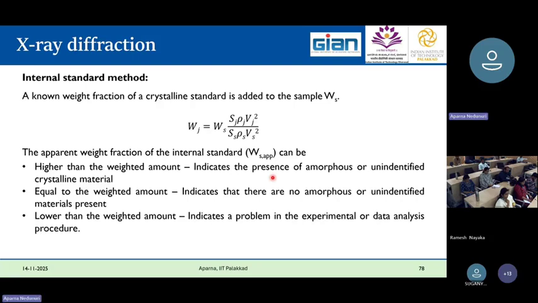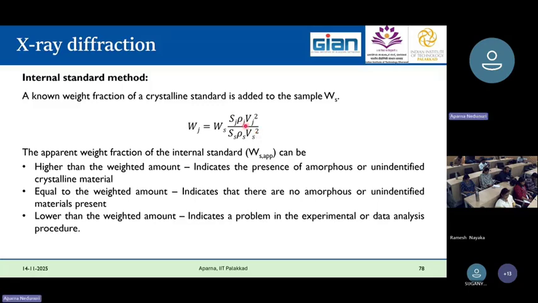Now we'll get the peaks. The peaks will have both the peaks that are coming from different phases that are present in OPC, as well as the peaks that are coming from the internal standard that you have added. So now you'll have Sj, rho j, Vj for different phases that are present in your OPC. And Ss is the scale factor for the standard. Rho s is the density of the standard, and Vs is the volume of your standard.